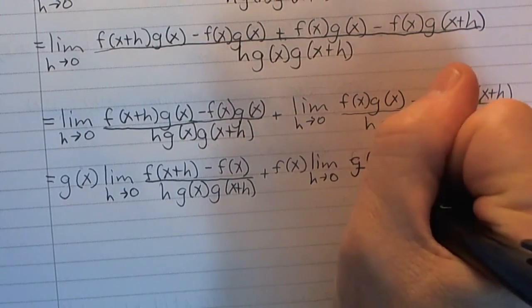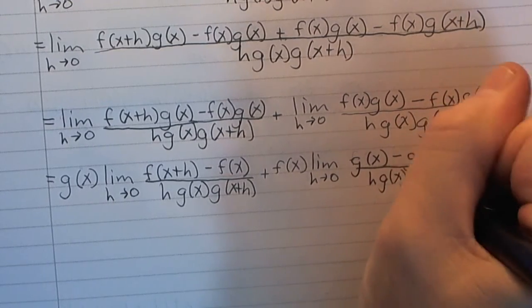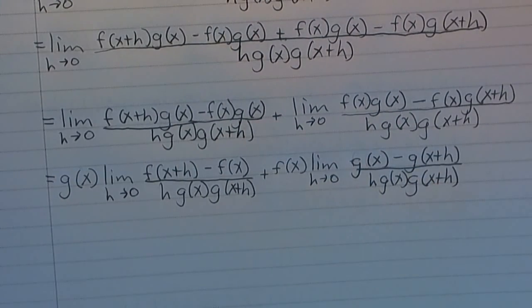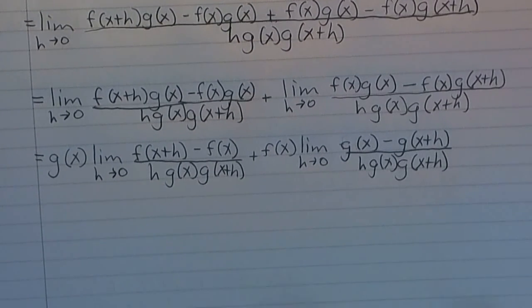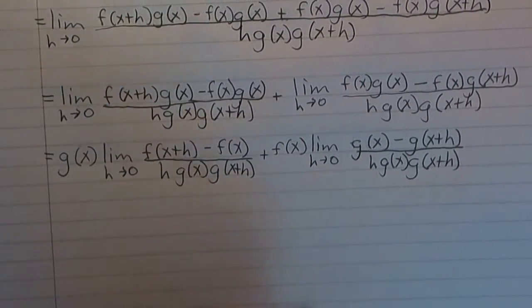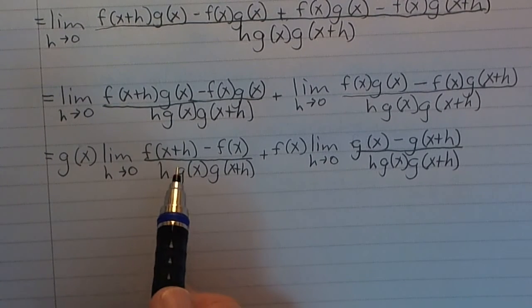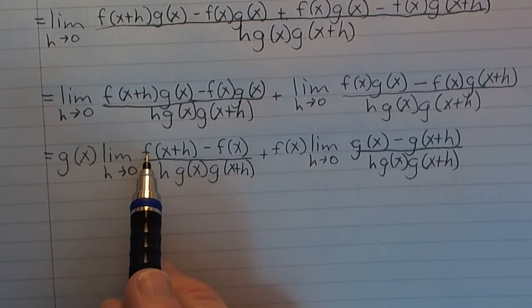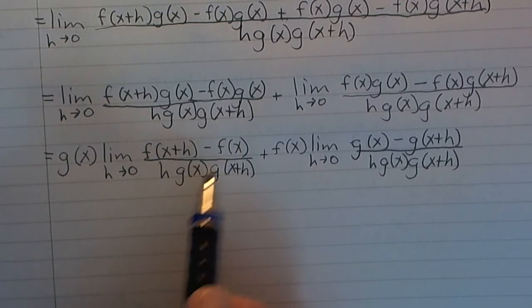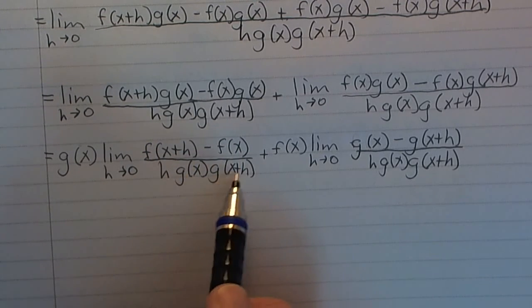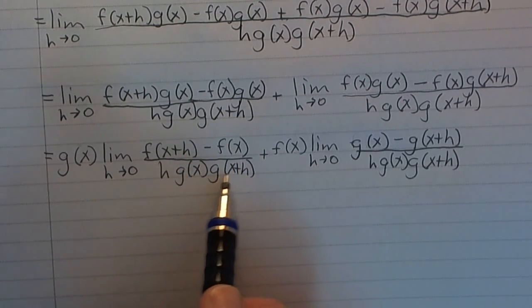All over this thing. There we go. Okay. Now, I want to take a look here. If you look at this first part here, this is almost the derivative of f. It's f of x plus h minus f of x over not just h, but all of this stuff. I hate that all that stuff is there.